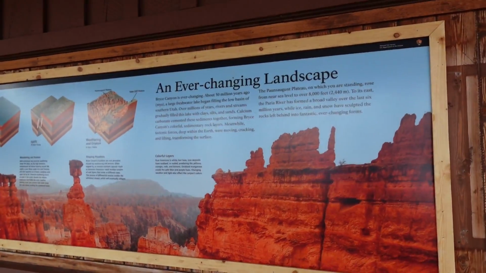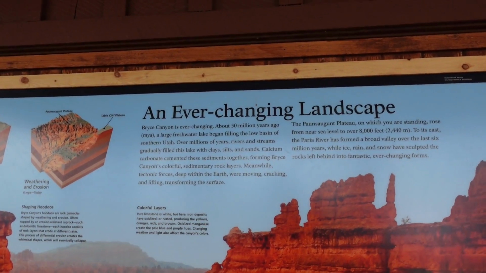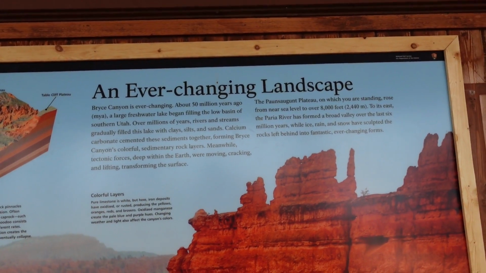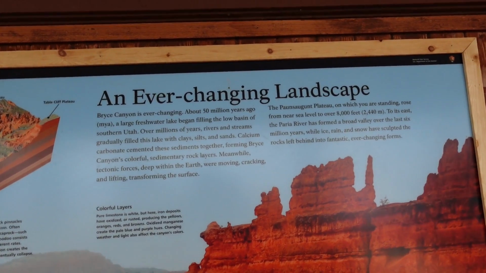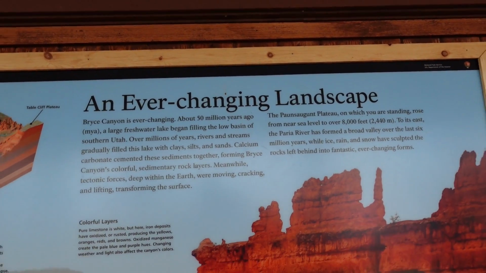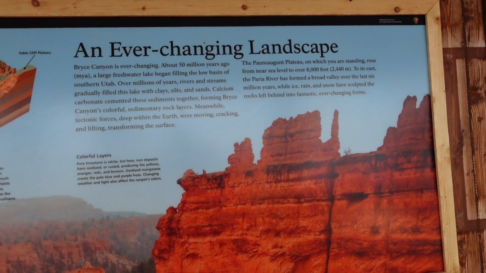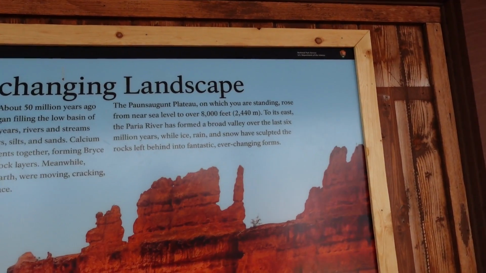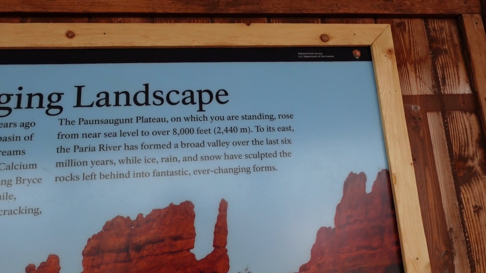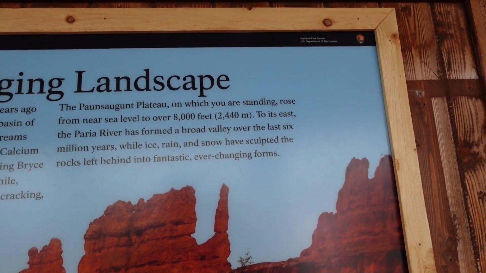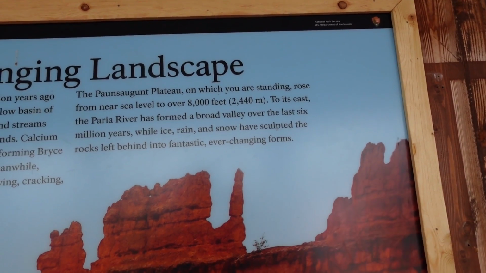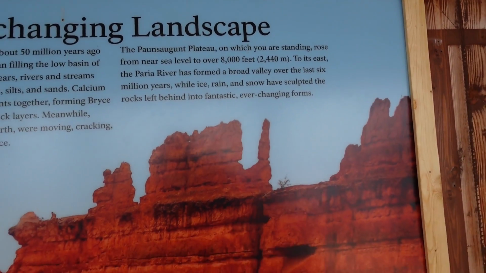If you need some reference about the geology here again, they have signs everywhere, which I love. This place is here because of the geology, and it talks about 50 million years ago again that you had that freshwater lake that was here, and then the Ponderosa Plateau, on which we are standing, rose from near sea level to over 8,000 feet to its east. And what's known as the Pryor River was what helped form and carve a lot of what we see.